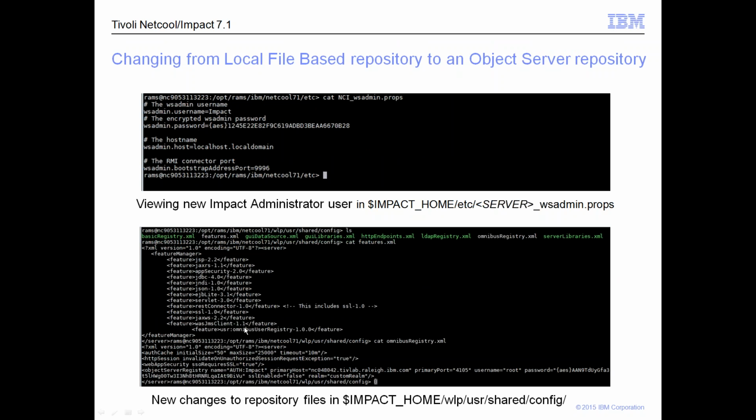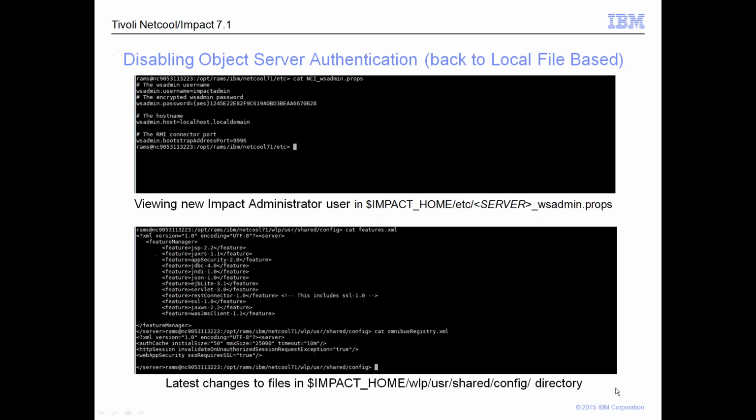Okay. Right. So again, these features will be gone, the Omnibus registry, and of course the object server registry information is gone as well. So when you go back to local file base, it should look like this. And that's really all I have for now.